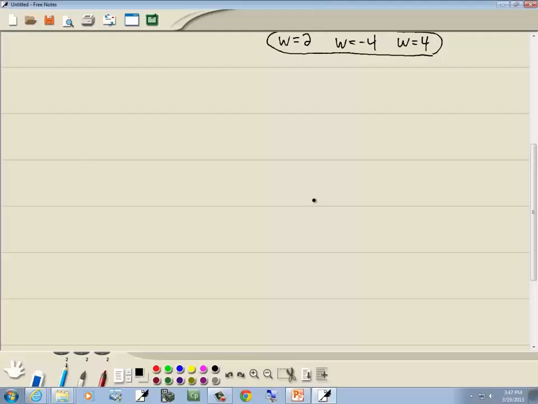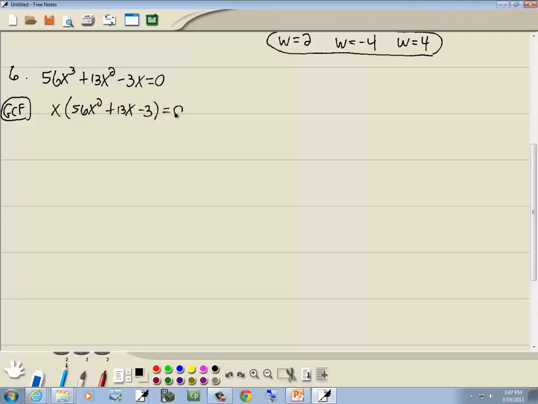One more example. We've got 56x to the third plus 13x squared minus 3x equal to 0. First thing I notice, well, we have 0 on the right side, so that's good. But the first thing I notice is they all have an x in common. So I can factor out a GCF, factor out an x. And that gives us x times 56x squared plus 13x minus 3 equal to 0.